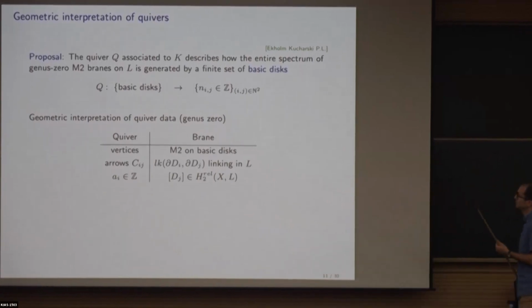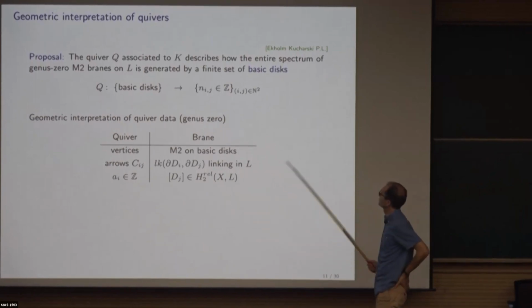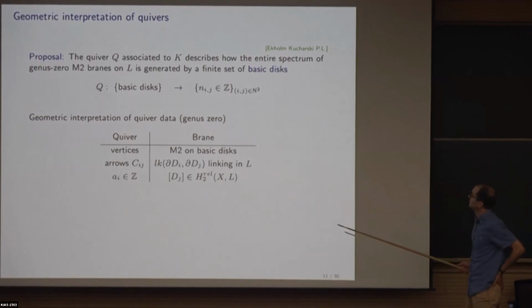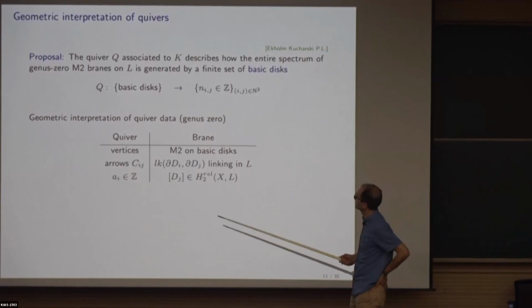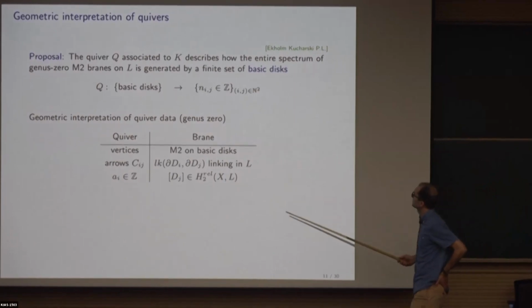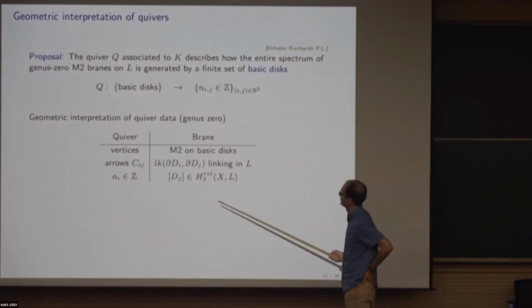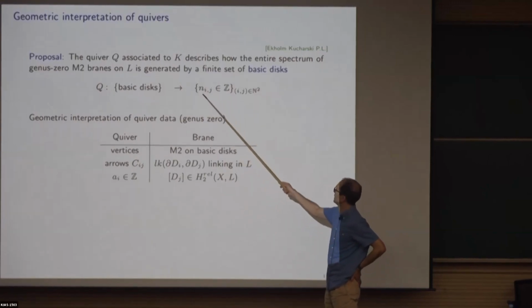So the proposal is that one can think of the quiver associated to the knot as describing the spectrum of genus 0 and 2 branes, which is generated by a finite set of basic disks. Okay, so there will be some basic curves that generate everybody else. So these are the LMOV invariants.